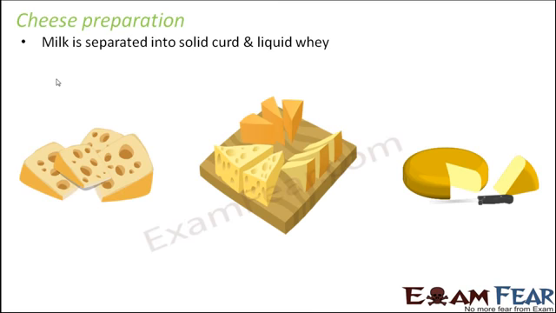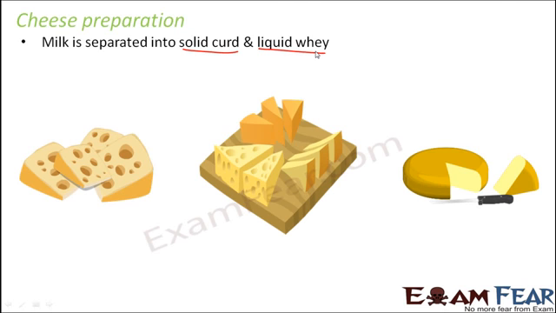Now, cheese preparation is related to the way curd is prepared. So, here also the process of curdling is done to some extent. Let us see what happens here. Here milk is separated into solid curd and liquid whey. Now, what is this solid curd and what is liquid whey? Here also the same process of curdling is initiated.